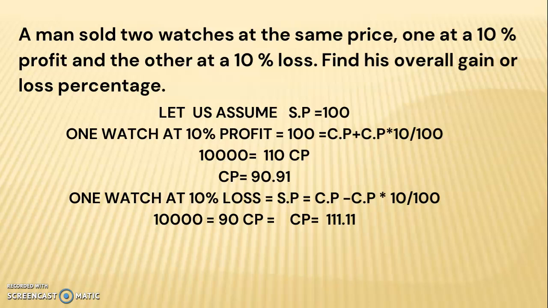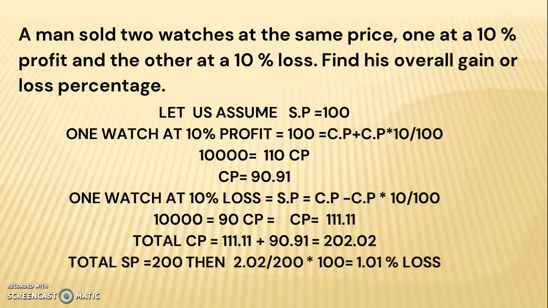That means if the selling price is 100 rupees with the loss of 10 percentage, cost price should be 111.11. So total cost price now, what is that? 111.11 plus 90.91, which is equal to 202.02. What is the total selling price? 200. So selling price is 200, total cost price is 202.02. That means the cost price is high. Certainly it is a loss because we are buying at 202.02 but selling at only 200 rupees. So what is the loss percentage? 2.02 by 200 multiplied by 100 is equal to 1.01 percentage loss.